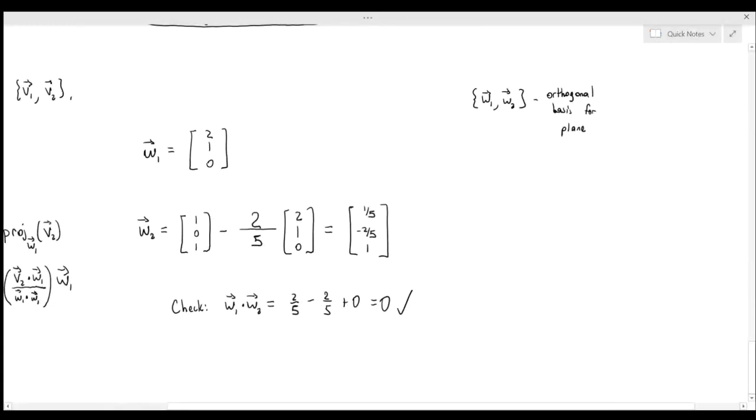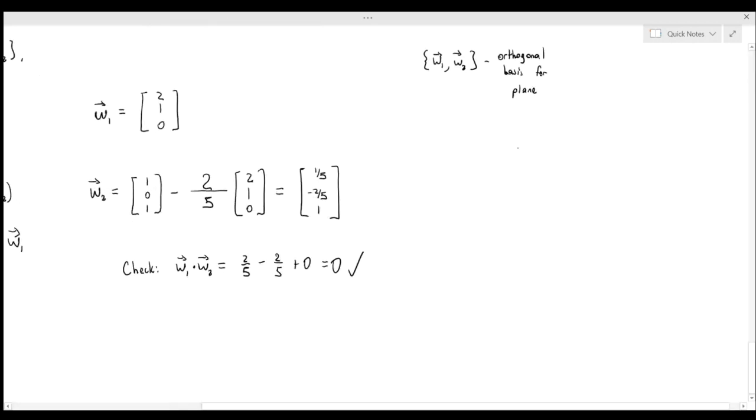Okay, so then finally, the question was asking for an orthonormal basis for the plane. So what I have to do now is take the orthogonal vectors that we have, and normalize them in order to make them unit length. For instance, if I take the vector W1 and divide it by its length, its length would be the square root of 5. That will give us the first vector of our orthonormal basis for the plane.